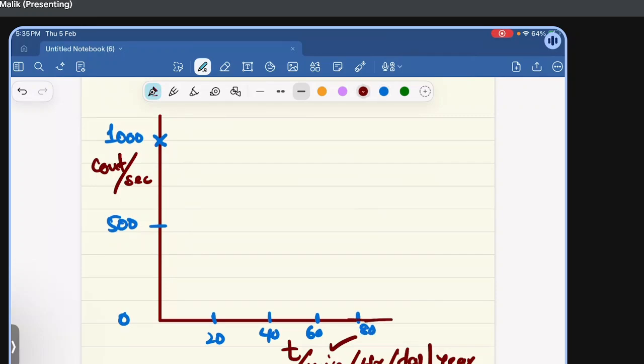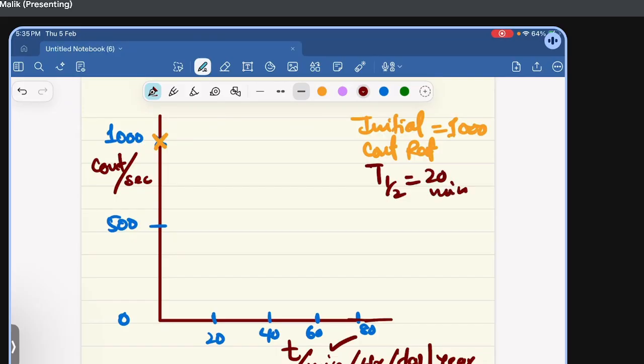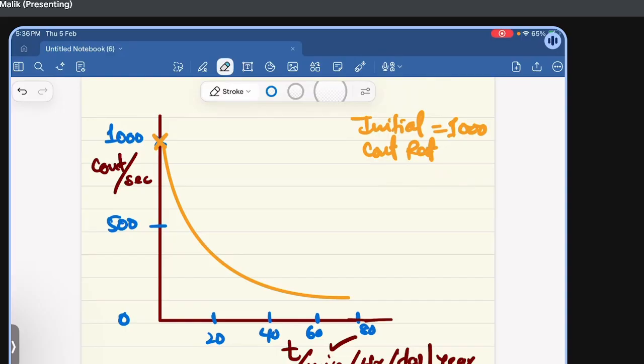So first of all, the initial count rate from the sample, the maximum, is 1000. And Adam says the half life is 20 minutes. अब ग्राफ से कैसे करना है? You have to do like this. So exam में question आ गया: find the half life. Let's suppose this is not given. Find the half life through this graph.